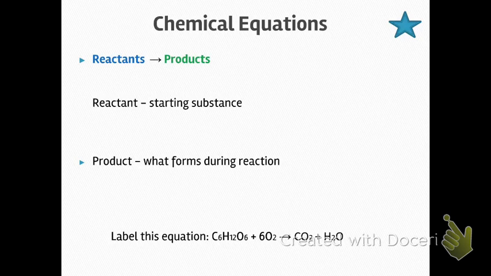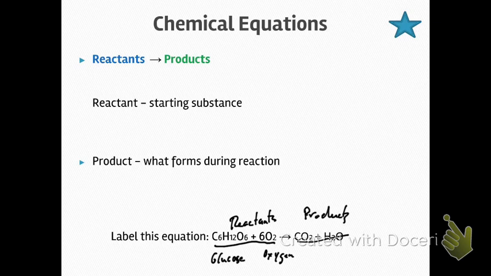So in this case down here, this is what we call your reactants. It's what we start with. So we start with C6H12O6, which is glucose, and then 6O2, this is oxygen, right? And then here are your products, carbon dioxide and water. So here are your products. And this is carbon dioxide and water. Okay.